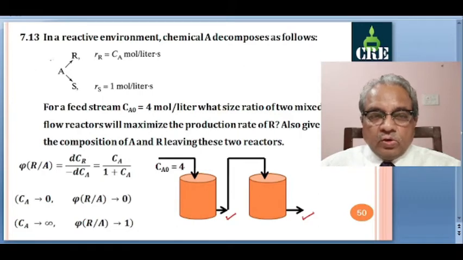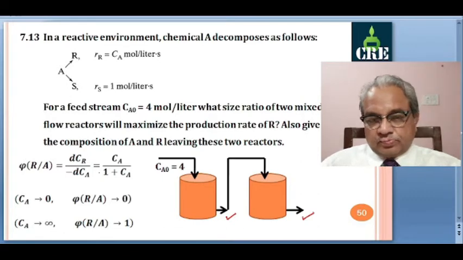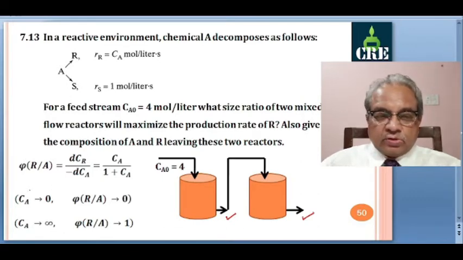For A to R and S, we write the instantaneous yield, dCr by minus dCa, which is Ca by 1 plus Ca. The extreme conditions are Ca equal to 0, or Ca tending to a very low value, where this will be 0, and Ca tending to infinity, where it will reach 1. So from 0 to infinity, let us say 0 to 1000, some value, it will vary from 0 to 1.